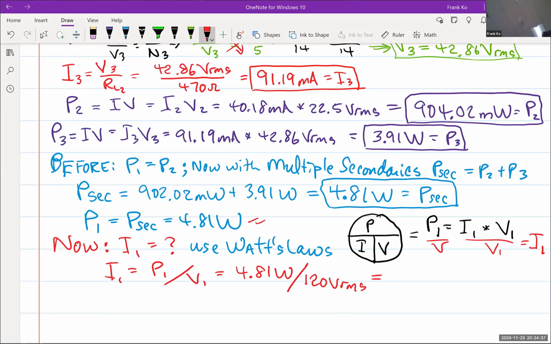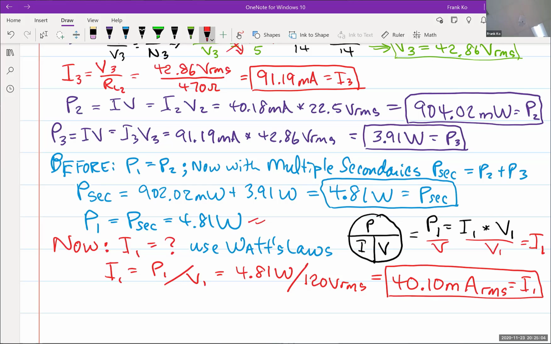So Sarah, what do you think here? 40.08 milliamps. And if I use all memories, yeah, we'd be very close. 40 point, I'll round out, 10 milliamps RMS equals I1. And if you're 40 point some decimal number and it's not exactly 0.10, it's okay. I'm just using more memory spaces and this is what we end up with.